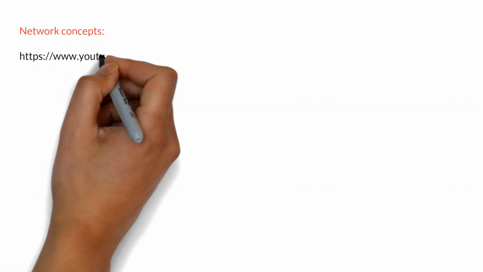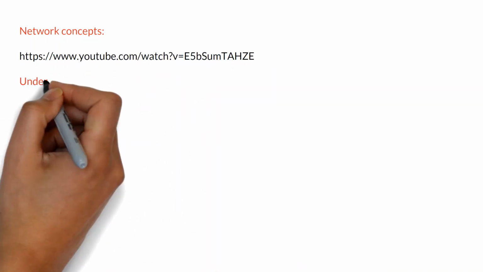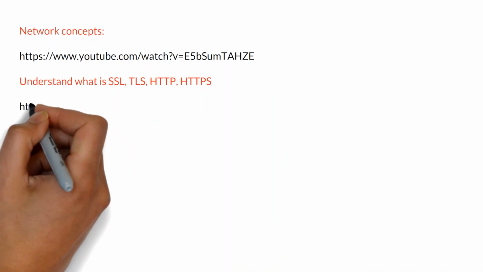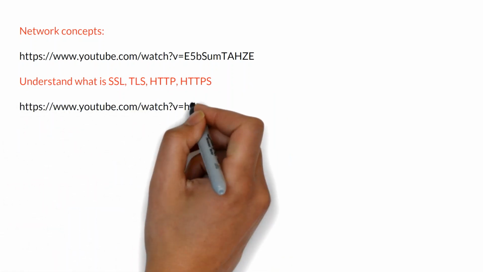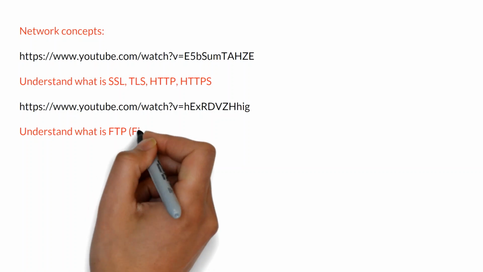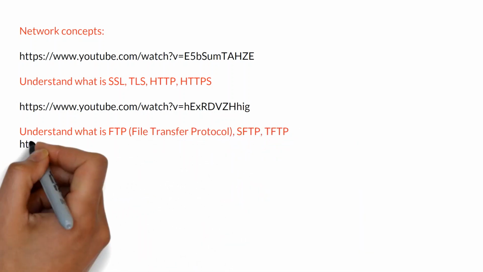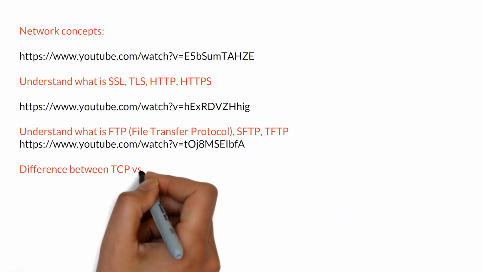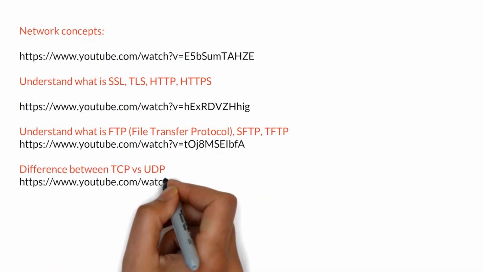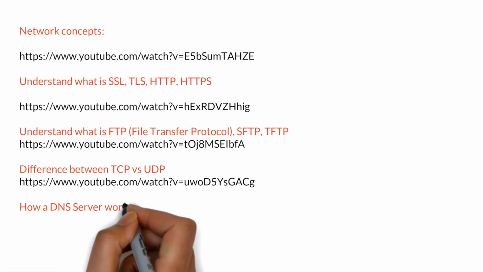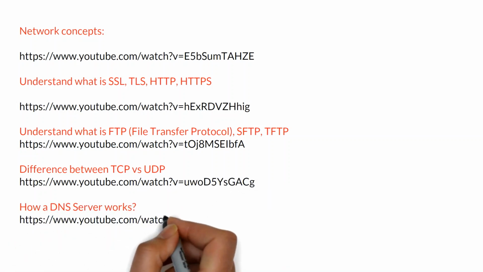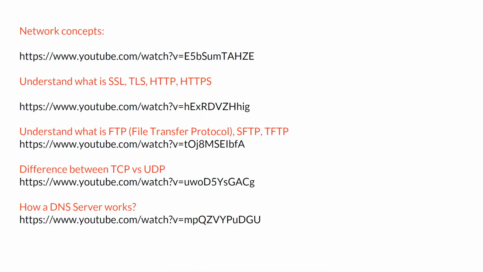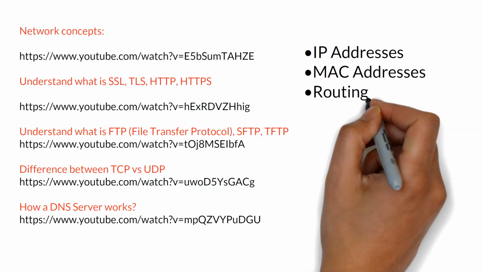Then network concepts. You should be familiar with the network concepts. Understand what is SSL, TLS, HTTP, HTTPS. All these concepts are explained in the YouTube channels I am mentioning here. Then understand what is FTP, file transfer protocol, then SFTP, TFTP. You can find the description and how they have explained it in the below channel. Then you should know the difference between TCP and UDP, which is also explained in this below tutorial. How a DNS server works is explained very well in this YouTube channel. You can just follow it.